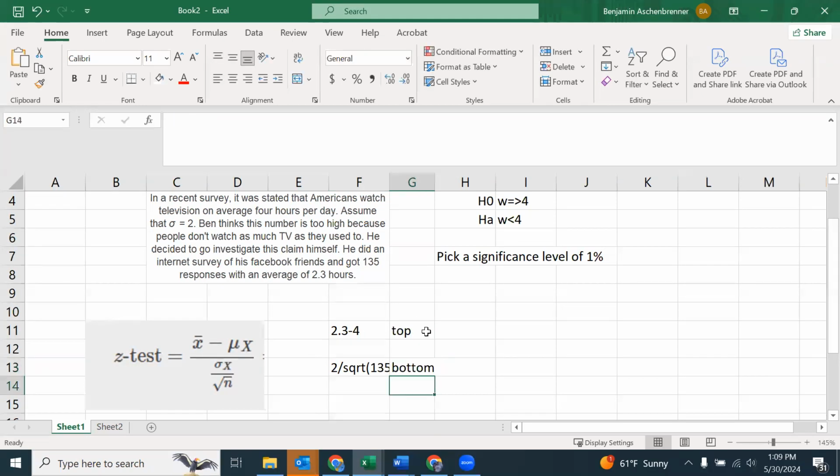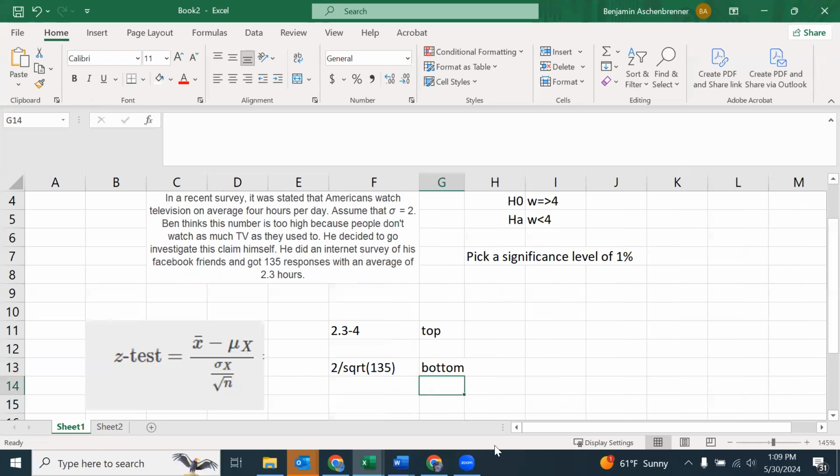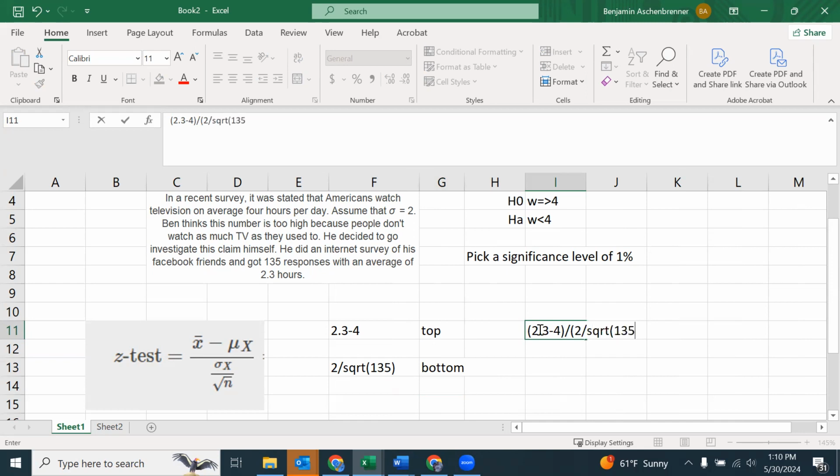I can put it all together into one piece. I just need to be careful to do it with parentheses. So doing it with parentheses all in one step would be 2.3 minus 4 divided by new parentheses 2 divided by the square root of 135. I'm not putting the equal sign just so it doesn't disappear. So now I'm going to put this in.